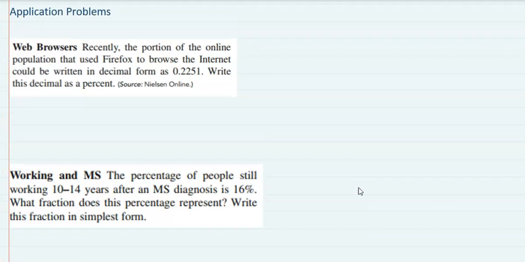Okay, so this last bit are the application problems, similar to what you'll see in your homework. This first one, I'll give you a moment to read it, so take a moment and read this. All they're asking is for us to write this decimal as a percent. That's as hard as most of the problems I could find for this section got in the book. So you're going to take this and move it over 2 places. Going from a decimal to a percent, remember you move to the right, so 22.51% is the portion of online population that use Firefox.